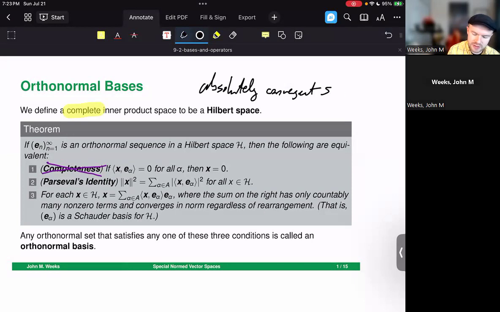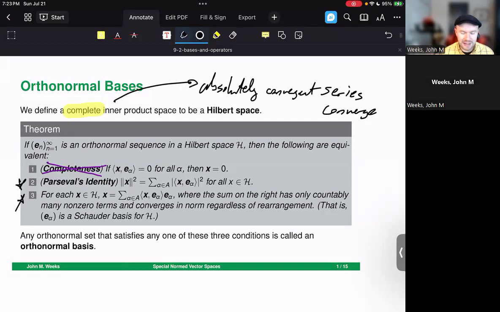Absolutely convergent series converge. So that's what we mean by completeness here. It's that same sort of notion as there. If you are in a complete space, then the following conditions are equivalent. Here are a few that we saw a little bit in our reading. The second one here is Parseval's identity.